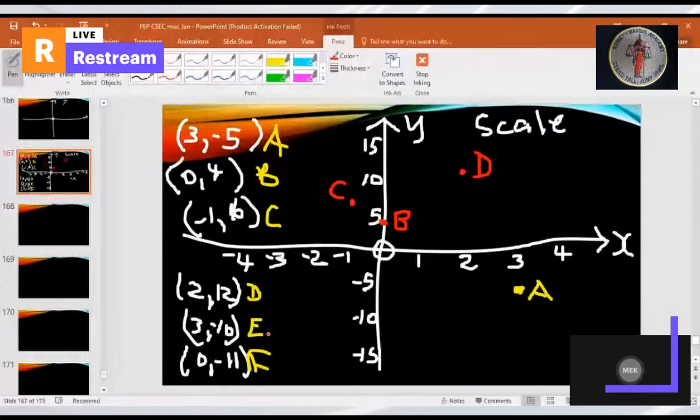For E, it's 3 on the x and -10 on the y, so 3 on the x and then down to -10. That's E. And F says 0 on the x, -11 on the y. So at the origin, that's 0, we don't move on the x, and we go down to -11. So this is F. That's plotting points.